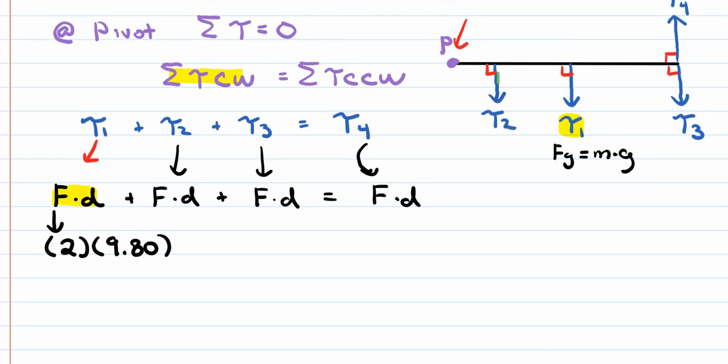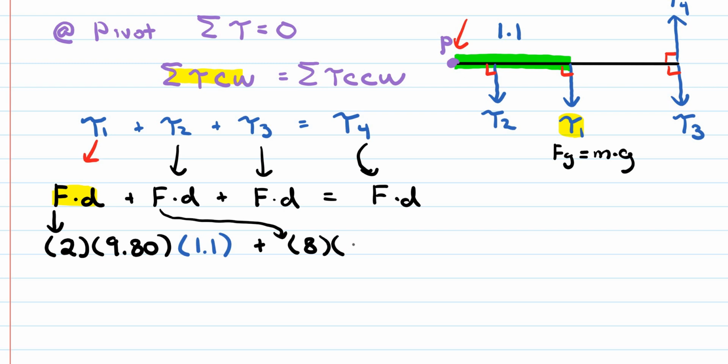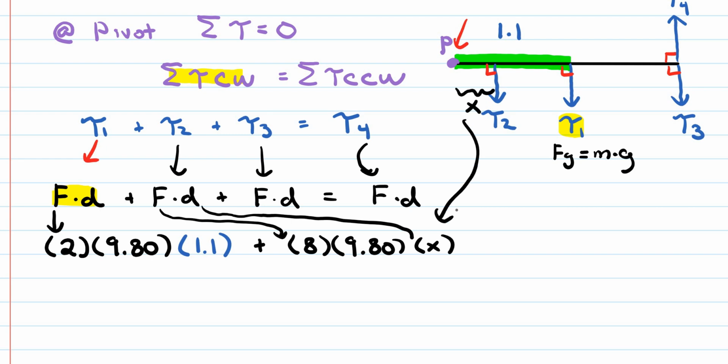And what about the distance? What is the distance of this first torque to the pivot point? Well, the force of gravity at the center of gravity is always halfway to the pivot point. So if the entire beam is 2.2 meters, then this distance has to be 1.1, so I'll times that by 1.1. Plus, now I need the mass of the raccoon. The mass of the raccoon is 8, the acceleration due to gravity is still 9.80, and its distance we don't know, so we'll label the distance as x. So this distance is x meters from the pivot point.